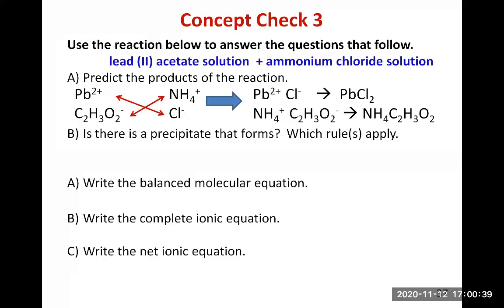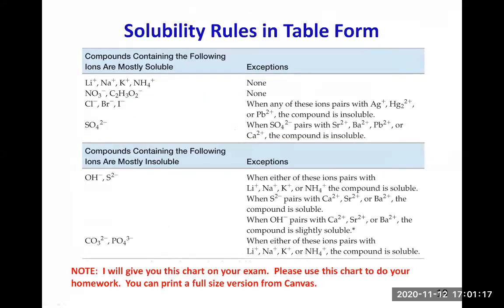So is there a precipitate that forms? That's question B. Which rules apply? We need to find out the solubility for those 2 products, PbCl2 and NH4C2H3O2. So let's look at the solubility rules. We can see here NH4+ and C2H3O2- are both in the mostly soluble compounds, and there is no exception. So this compound of ammonium acetate is definitely soluble.